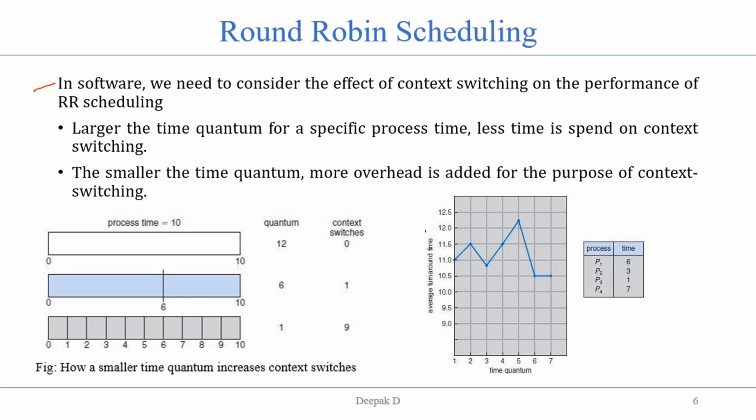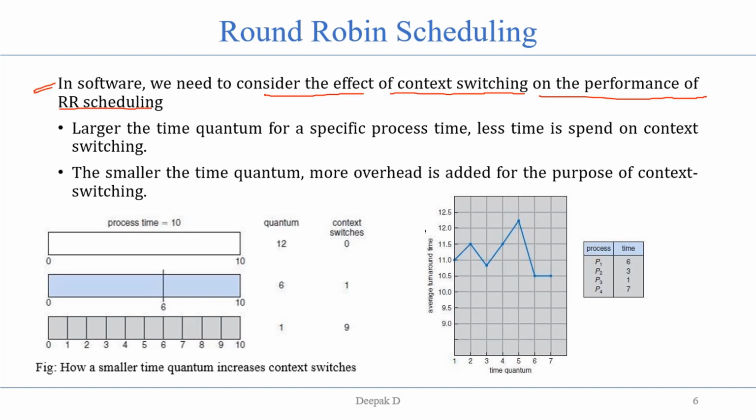With respect to software, we need to consider the effect of context switching on the performance of round robin scheduling. So what does context switching actually mean? It is the process of storing the state of a process so that it can be restored and resume execution at a later stage.